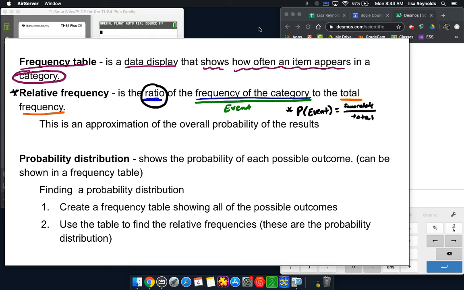A probability distribution shows the probability of each possible outcome. So we're going to do this with a frequency table. Within each of our individual categories, we are going to calculate. So we're going to create a frequency table showing all of the possible outcomes, and then we're going to use the table to find the relative frequencies, and these are the probability distribution.